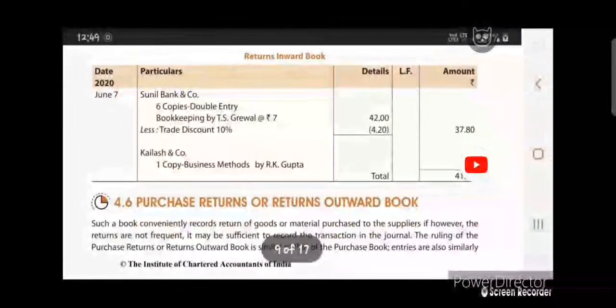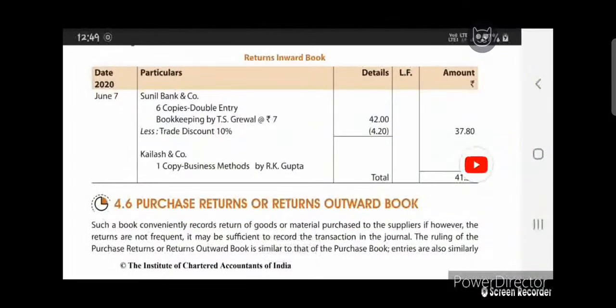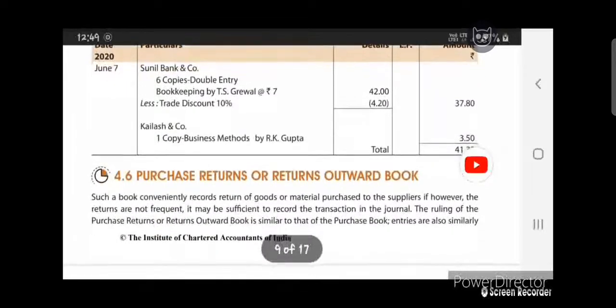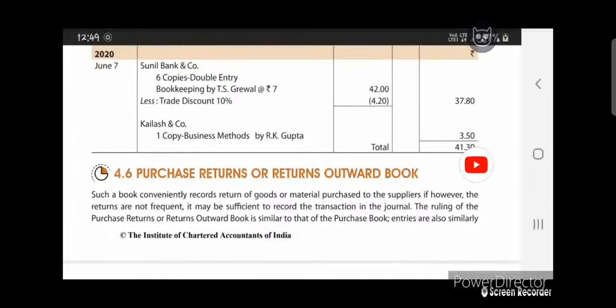In the illustration for the return inward book, on June 7, 2020, Sunil Bank and Corporation returned 6 copies of Double Entry Bookkeeping at rupees 7. So 6 times 7 is 42, in that 4.20 is the discount, so 37.80 they have to pay. And 1 copy of Business Methods by R.K. Gupta, at the price of 3.50, they have also returned. Therefore 41.30 is the total amount that you have to put in.